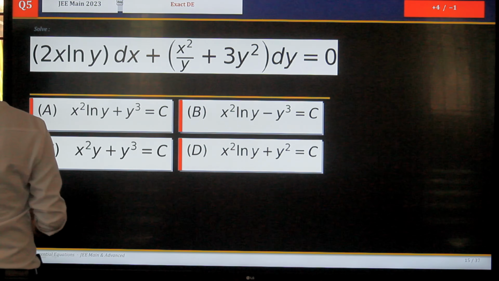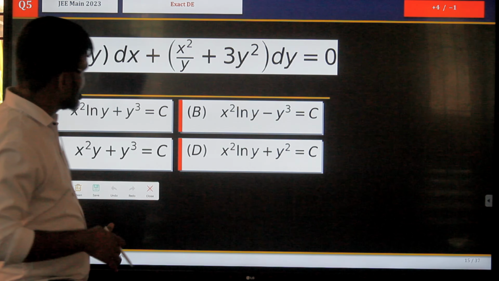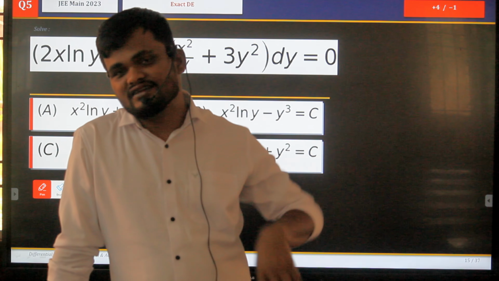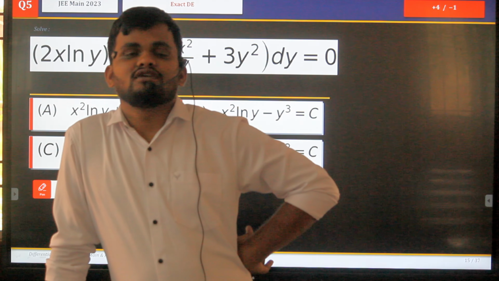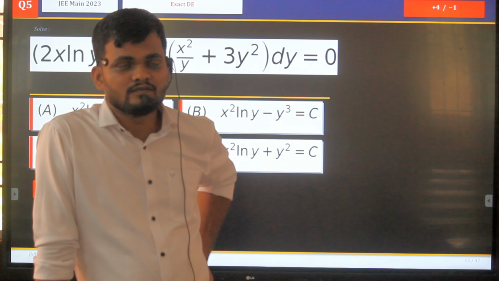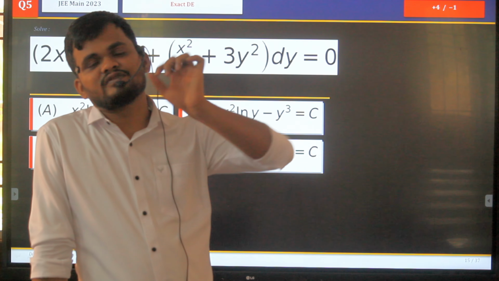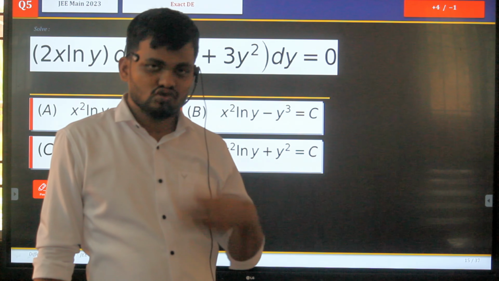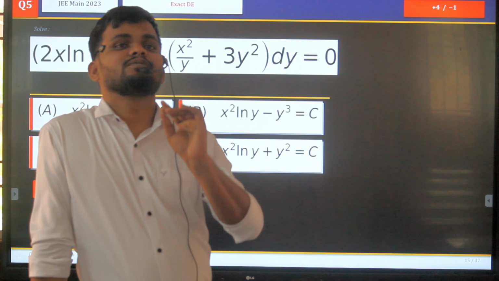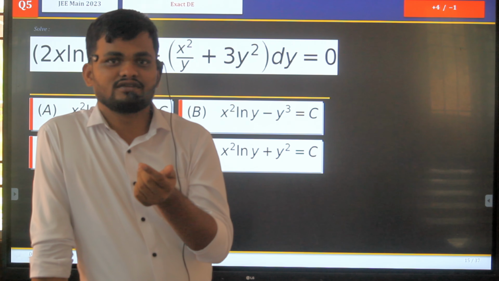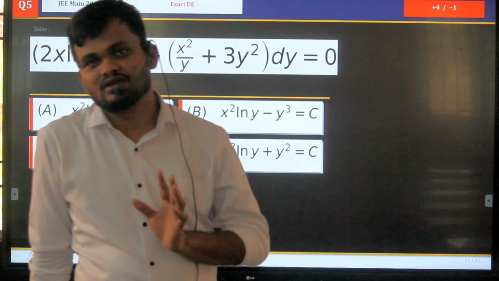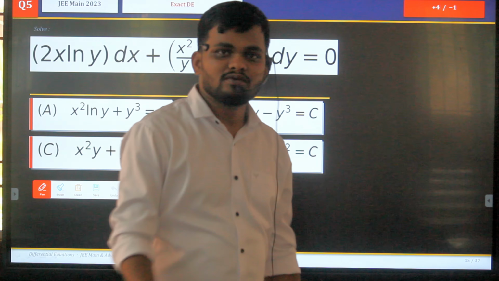This question is based on exact differential equation. Actually, exact differential equation is not in the syllabus of either JEE Mains or Advanced, but it is in higher mathematics. If you do BTech in IIT, you are going to learn this. So we have to learn a little version of the exact differential equation, so that by using this method you can solve the differential equation easily within a few seconds. Without using this exact differential you can also solve, okay? But by using this it is solvable easily.